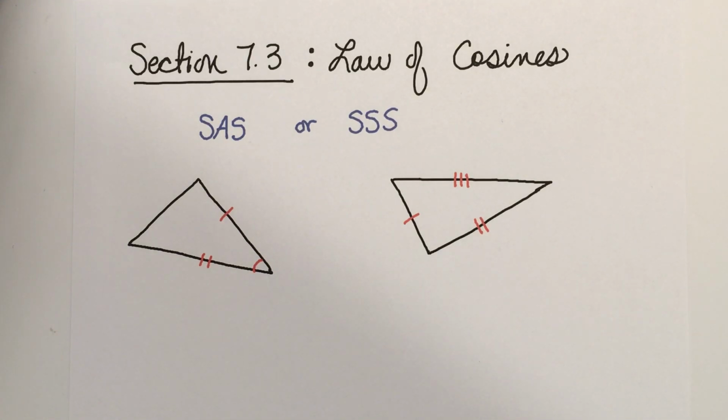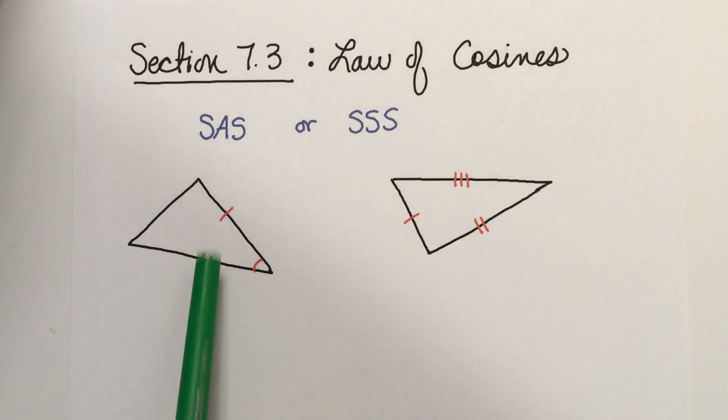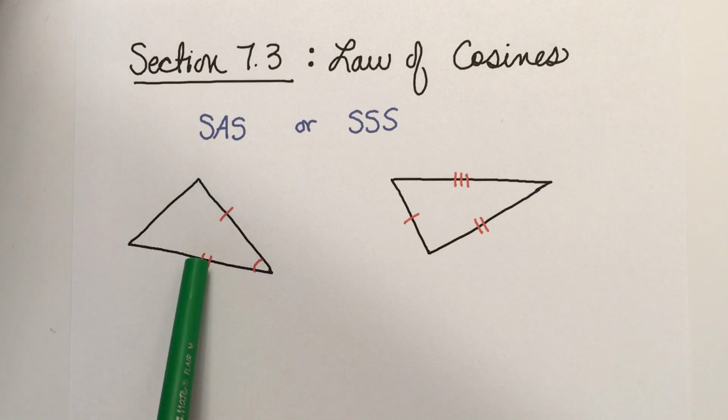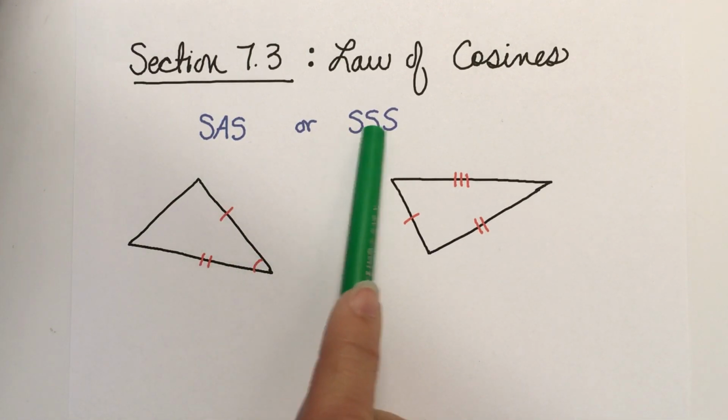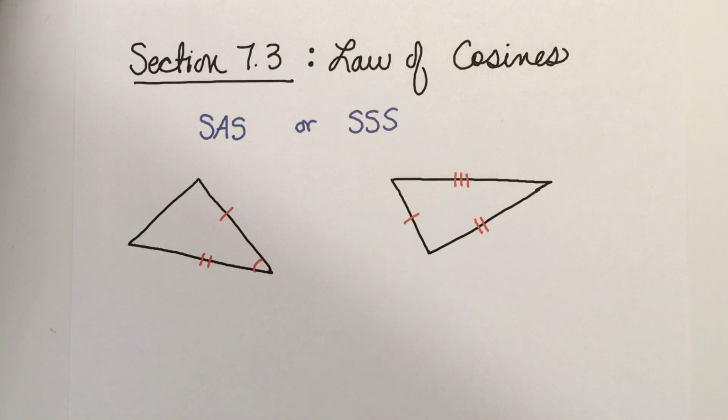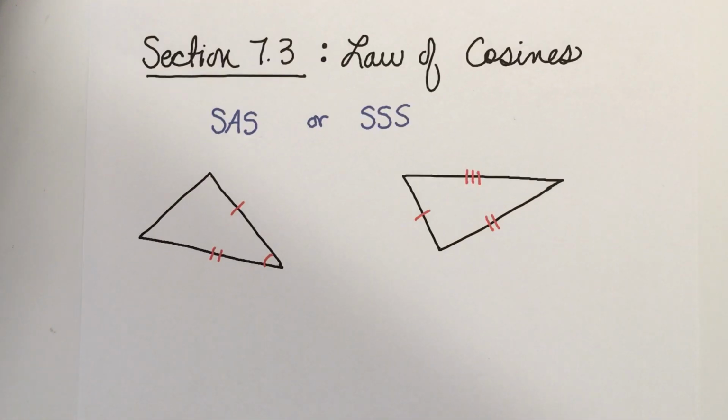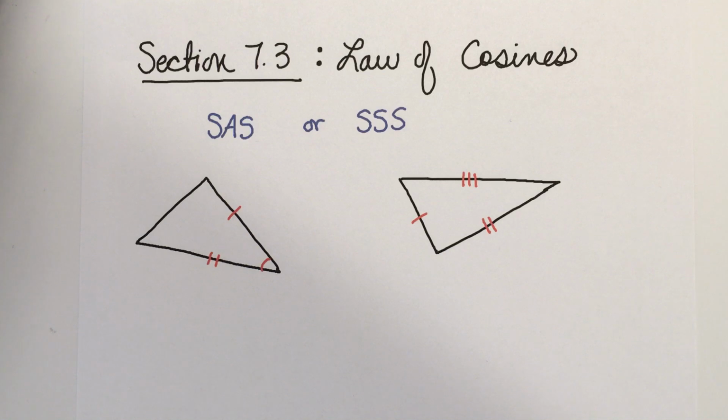In this section, we're going to be looking at the law of cosines, which is just another method that you can use to find angles and sides of triangles that are not right triangles. It's always going to work whenever you have a combination of side, angle, side. So this would be an example of side, angle, side. And of course, side, side, side means you're given the 3. So those two combinations will always work with the law of cosines.